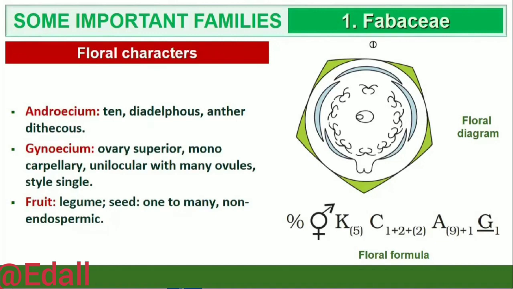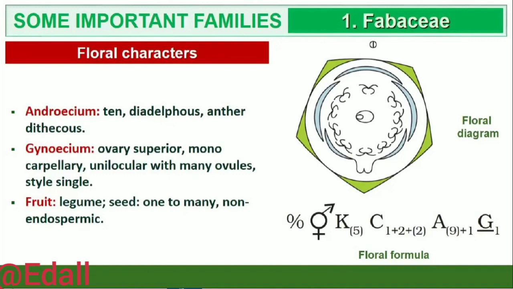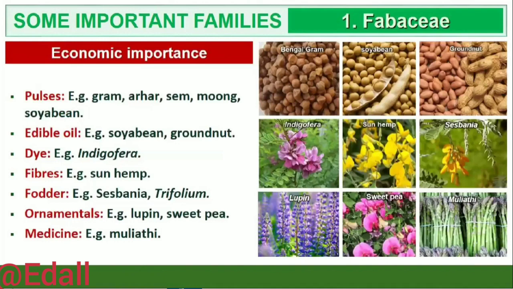Floral formula: zygomorphic, bisexual, calyx 5, corolla 1 plus 2 plus (2), androecium (9) plus 1, gynoecium 1. Now write down the floral formula by yourself. Economic importance. Many plants belonging to the family are sources of pulses, gram, arhar, soybean; edible oil, soybean, groundnut; dye, indigofera; fibers, sun hemp; fodder, sesbania, trifolium; ornamentals, lupin, sweet pea; medicine, mulethi.